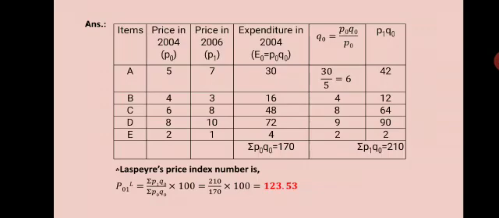Then we have the Laspeyres' price index number formula, that is P01 of Laspeyres, which is equal to summation P1 Q0 divided by summation P0 Q0 into 100. Here summation P1 Q0 is 210 divided by summation P0 Q0 is 170 into 100. If we simplify further, then we will get the Laspeyres' price index number as 123.53.